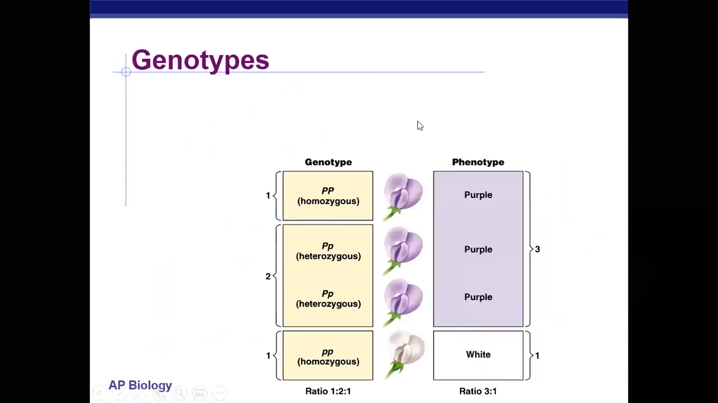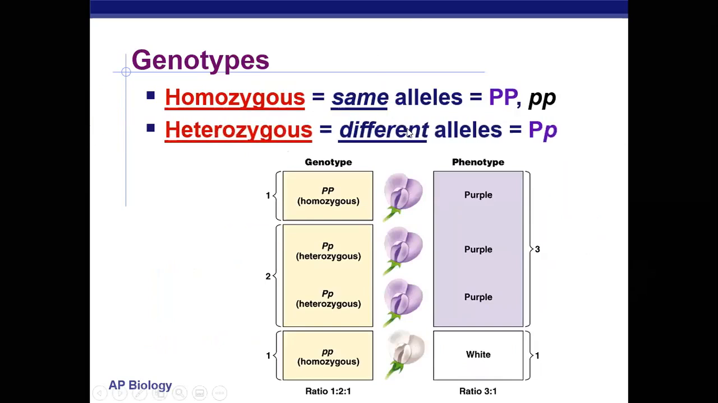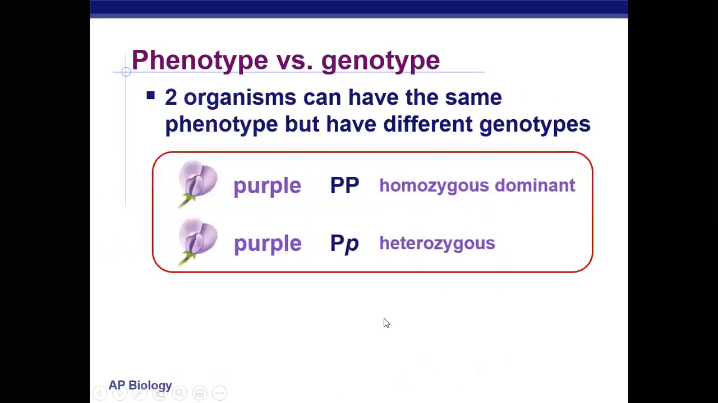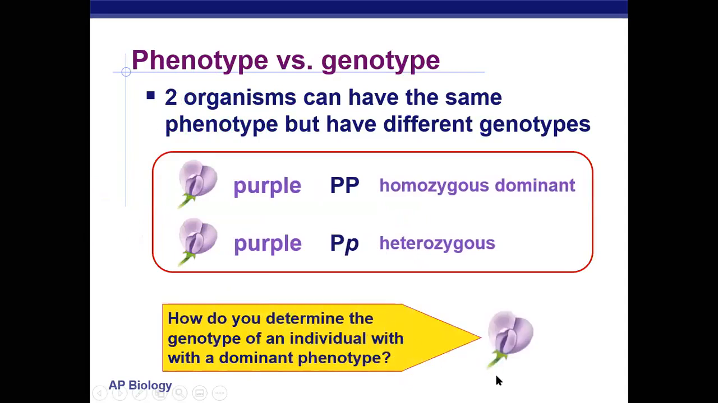Yes, phenotype and genotype can have different ratios. We've already used these words, but we have homozygous, which is the same alleles, and it can be homozygous dominant or homozygous recessive. And heterozygous is when we have different alleles, so a dominant and a recessive. But look, homozygous dominant and heterozygous both give us purple because the purple is dominant. It's only when we hit homozygous recessive that we see the white. Two organisms can have the same phenotype but have different genotypes. As I just said, homozygous dominant and heterozygous both give us purple.